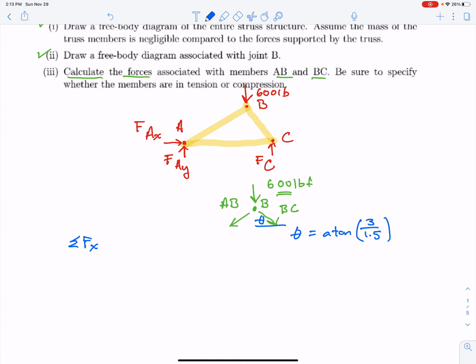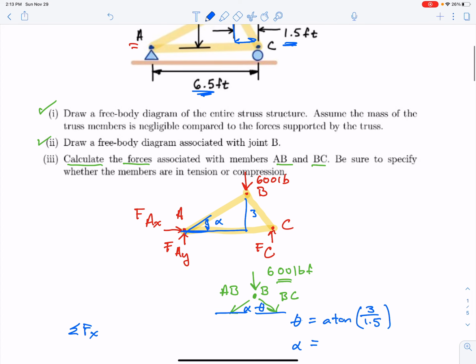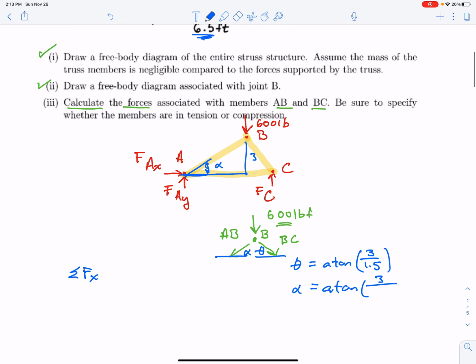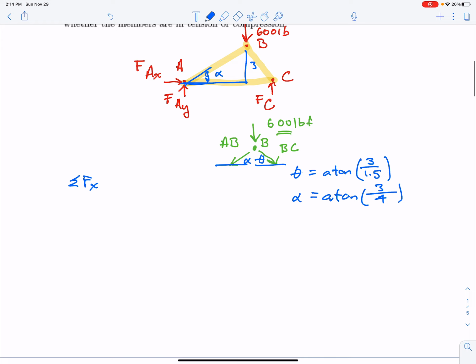Okay, so the other angle we would need would be angle alpha. All right, so angle alpha would be here. Okay, and I can get that because I know this height is 3, and then this run. All right, if this total is 6.5 and I subtract 1.5, I know that run is that difference. So this would be the arctan of 3 divided by 6.5 minus 1.5. So that would be 4. All right, so from there, we know the angles theta and we know alpha. We're feeling good about that.